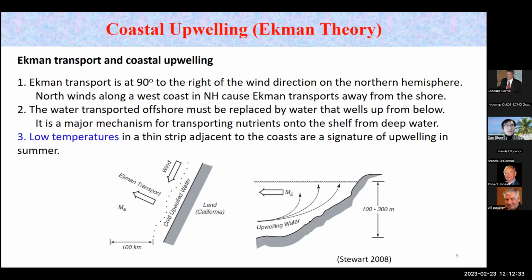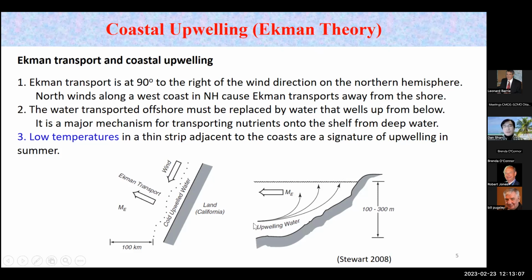So now we have the basic Ekman theory, and we can explain the coastal upwelling phenomena. The Ekman transport is at 90 degrees to the right of the wind direction in the Northern Hemisphere. Suppose, imagine this is the coast of California. If you have a north wind along the west coast, that will cause the Ekman transport away from shore.